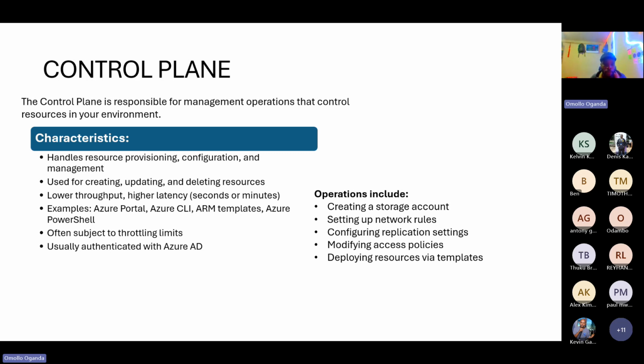And then we have examples like Azure Portal, Azure CLI, ARM templates, Azure PowerShell. So this line alone is enough to define what control plane is. Control plane is basically that interface that allows you to provision resources on your cloud environment, because through Azure Portal, you can do that. Through Azure CLI, you can do that. Through ARM templates, you can do that. And also through Azure PowerShell, you can do that.